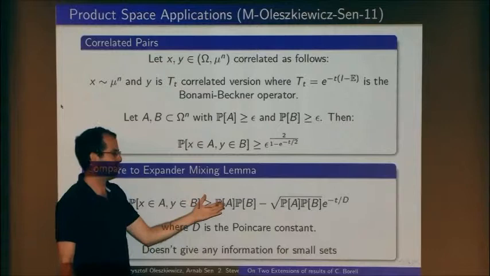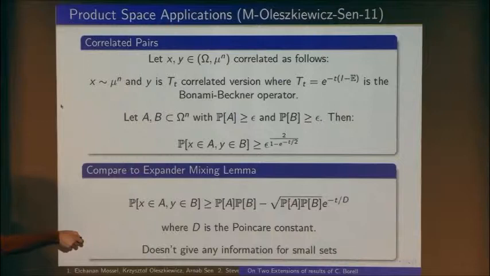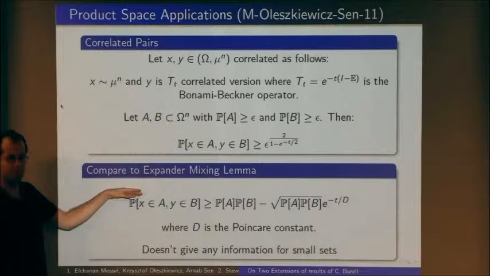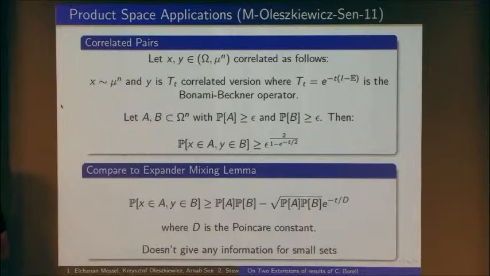What is the error term? The error term is the square root of the product of the probabilities of the sets times e to the minus t times a spectral quantity, where d is what you get in the Poincaré inequality. Okay? So when you look at these two inequalities, which one is better? Depends. Very good. That's a good answer. I wanted you not to answer at all because it's not clear which one is better. The expander mixing lemma applies in much greater generality for graphs.